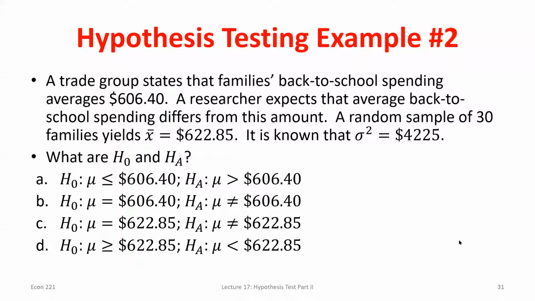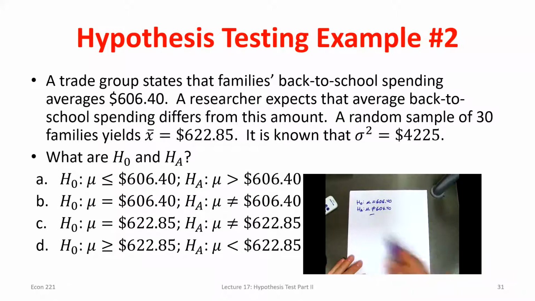The next thing we'll do is just identify the information given to us. So we've got a sample size of 30. We find a sample mean for back to school spending of $622.85. And then we're given this known population variance. So in practice, this isn't as likely, right? It's likely we only have a sample variance, and we'll go through those problems by the time we're done today. But for now, we're going to work off of where we're given a known population.